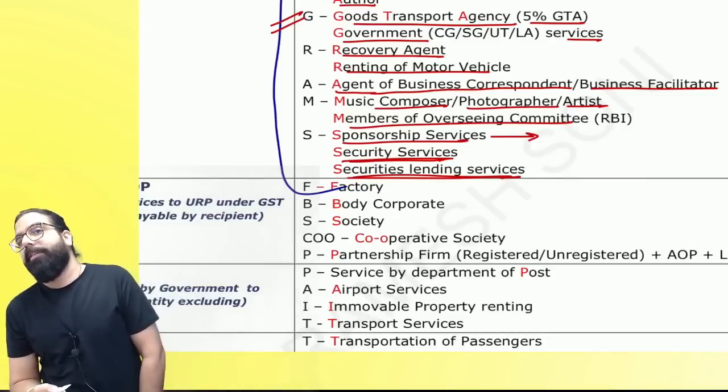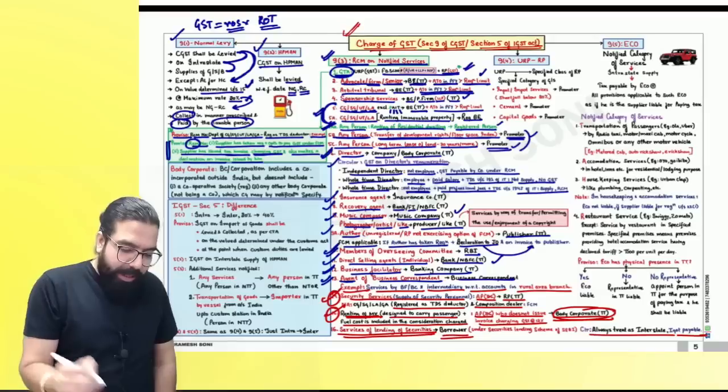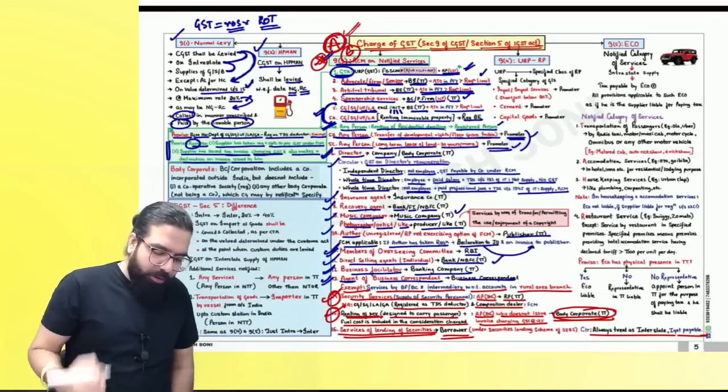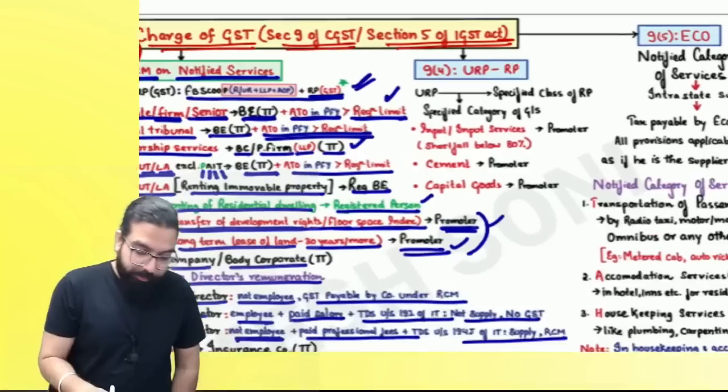IGST under RCM. Can I go ahead, everyone? We are done with section 9.3. A graded, 100% they will ask you one question, maybe 6 marks, if 5 comes, okay.